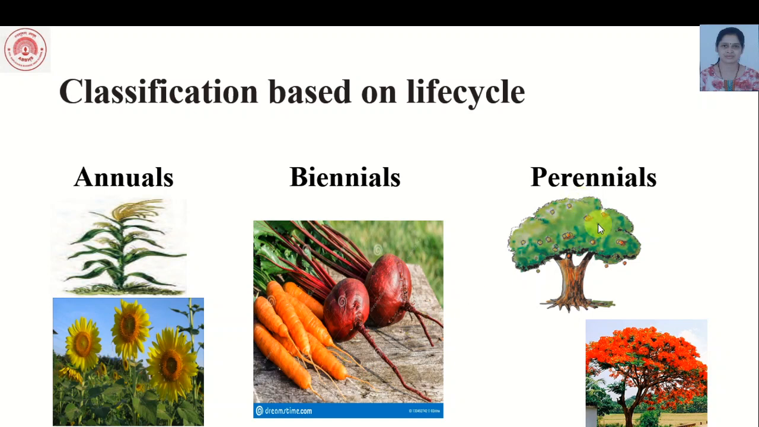Then perennials. Plants which bear flowers for many years and which live for many years. Mango tree and this is gulmohar tree. They live for many years. So such type of plants are called perennials. Student, tell me another example of perennials which you have seen in your surrounding. Yes, neem tree, banyan tree, tamarind tree is example of perennials.